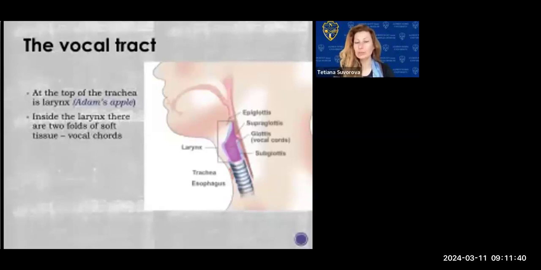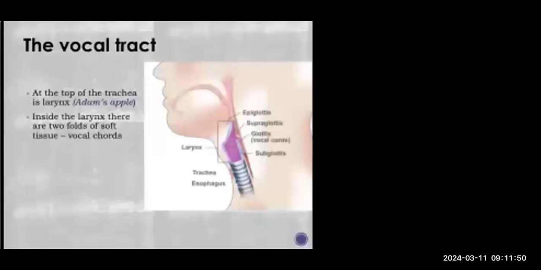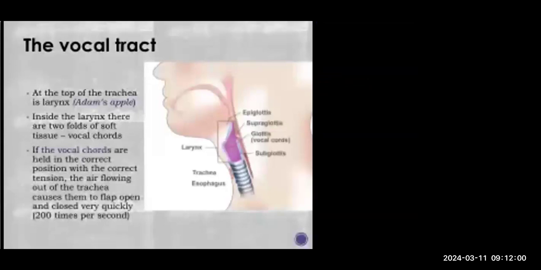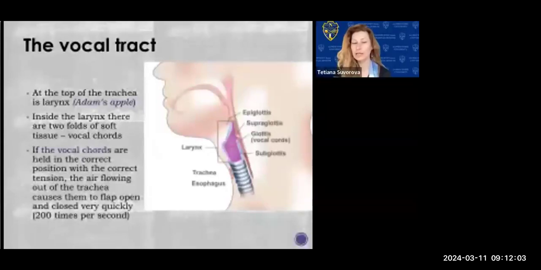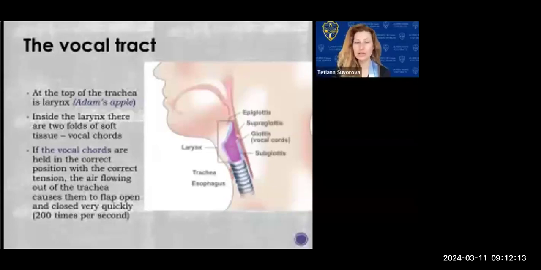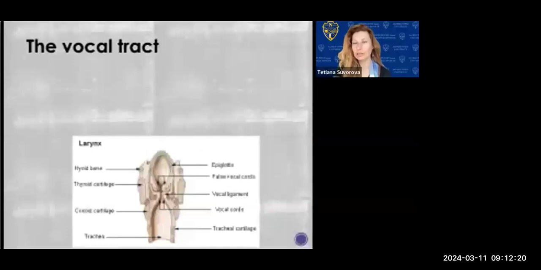Well, so these vocal cords were spoken about. Vocal cords are held in the correct position and with the correct tension, that is, muscles work and participate in speech production, and the air flowing up the trachea causes them to flap open and close very quickly, up to 200 times per second. Just imagine this speed, and this is only part of what we are talking about in sound production.